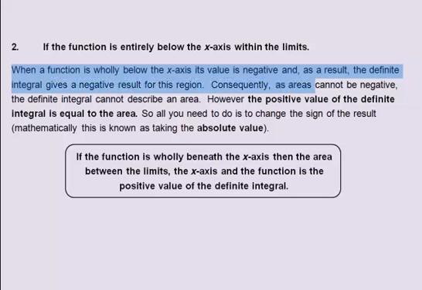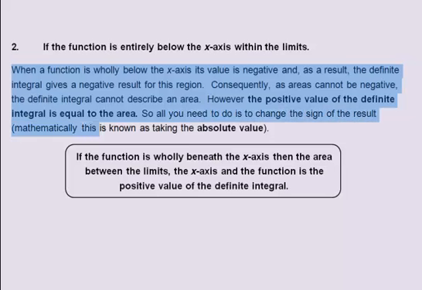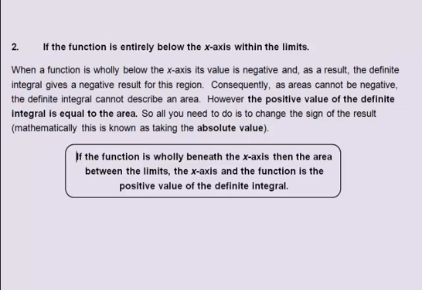Consequently, as areas cannot be negative, the definite integral cannot describe an area. However, the positive value of the definite integral is equal to the area. So all you need to do is to change the sign of the result. Mathematically, this is known as taking the absolute value. If the function is wholly beneath the x-axis, then the area between the limits, the x-axis and the function is the positive value of the definite integral.